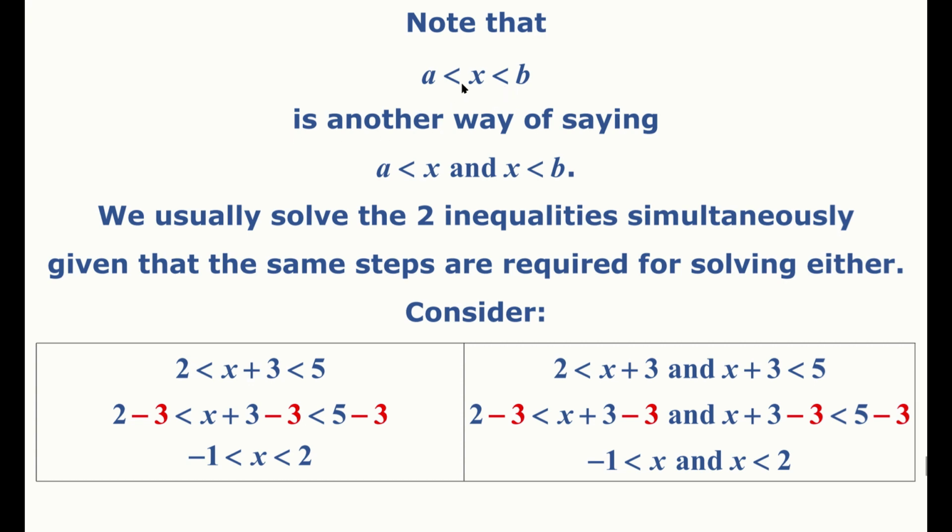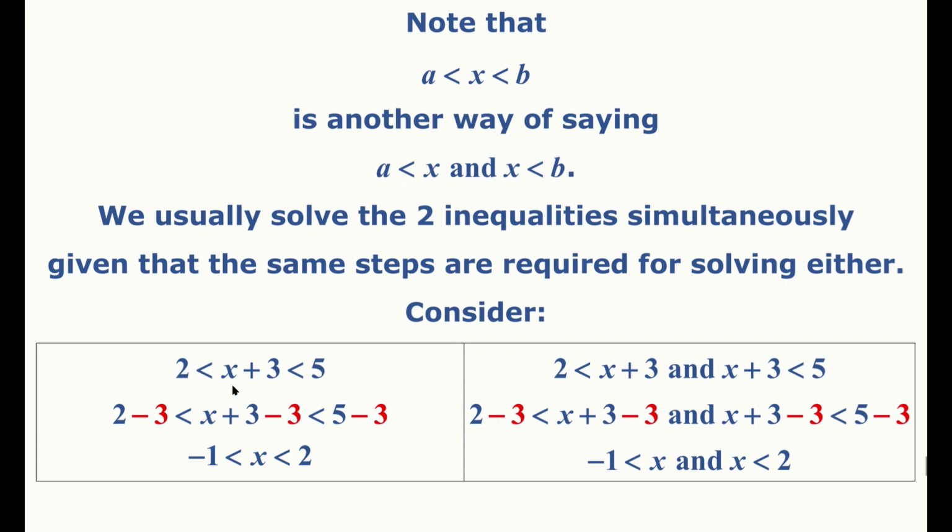This is another way of saying, by the way, that a is less than x and x is less than b. So notice this is what we meant by saying these are conjunctions in disguise. These are actually AND statements. It just happens to be that solving this inequality and this inequality will involve very similar steps. That's why we usually handle them together.